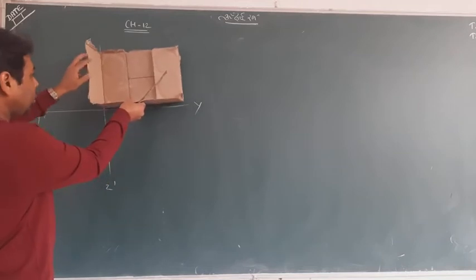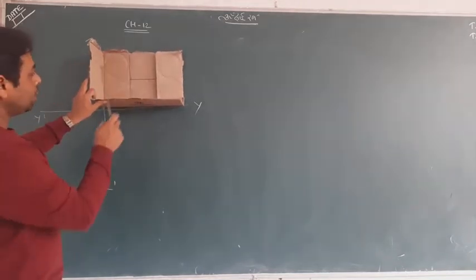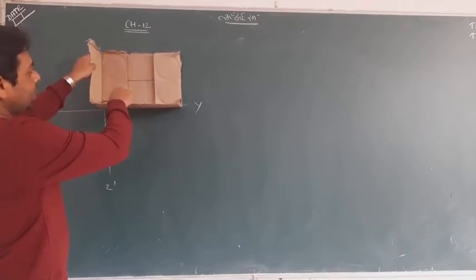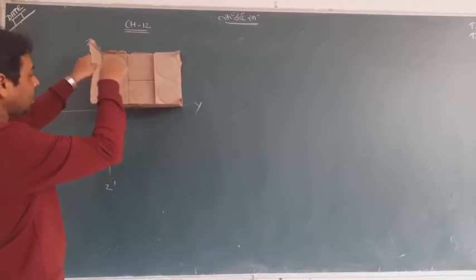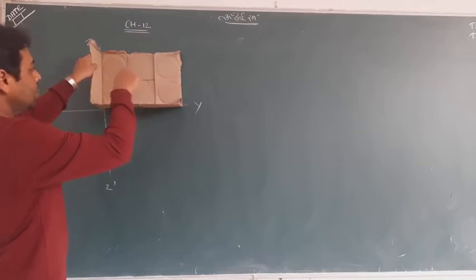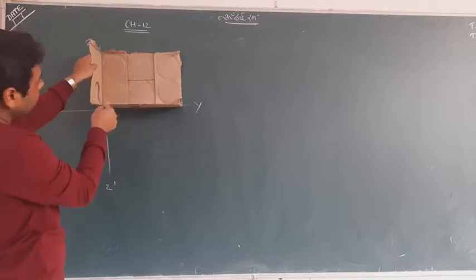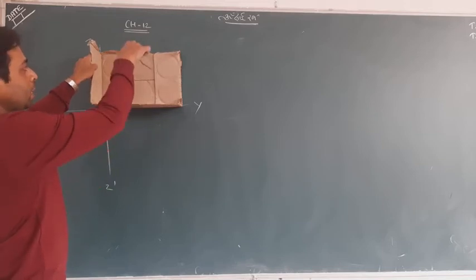Can you imagine that? It's a very simple example. This is my y-axis. This is my z-axis. This plane is called the yz plane. This is the x-axis, this is the y-axis. This will be the xy plane. This is my x-axis, this is my z-axis. It is called the xz plane. And these three planes form this octant.